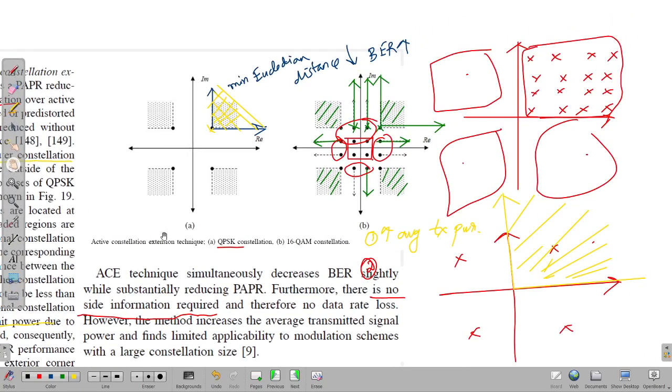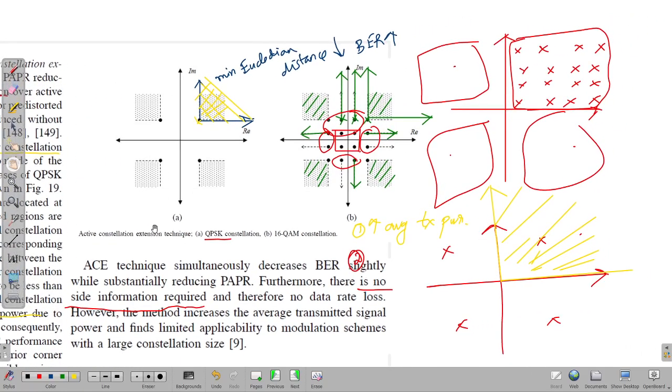So one of the advantages is that you are improving the bit error rate slightly, because when you are extending a point outward, it means that you are increasing its power. The effective Euclidean distance between the points will increase. Another advantage is that there is no need for side information to be transmitted, so you are improving the spectral efficiency.